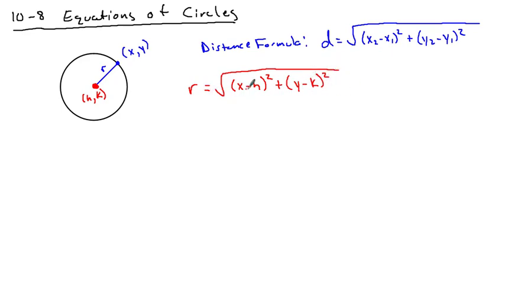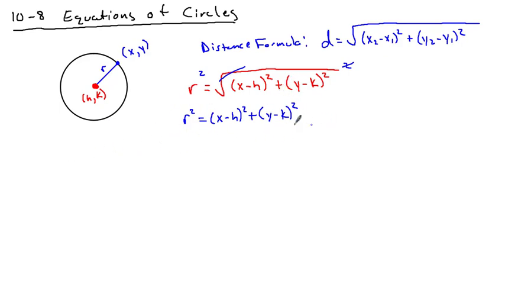Now, when you look at that, it looks kind of disgusting, right? That doesn't look like an equation for something. That just looks like a hot mess. Well, something you can do math-wise that you know is we can square both sides of this. And what that does is gets rid of this square root, right? So now we have r squared equals x minus h squared plus y minus k squared. And that looks a little more friendly, right, than this square root mess.